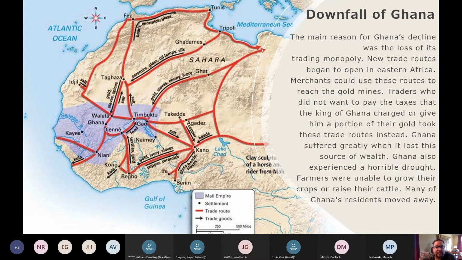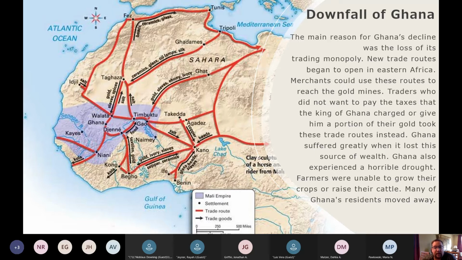So the main reason of Ghana's decline was the loss of its trading monopoly. New trade routes began to open in Eastern Africa. Merchants used these routes to reach the gold mines. Traders who did not want to pay the taxes the king of Ghana charged or give him a portion of the gold they took used these trade routes instead. Ghana suffered greatly when it lost its source of wealth.